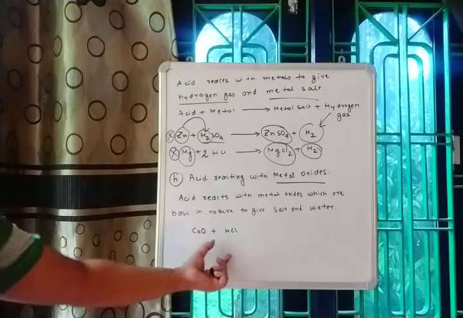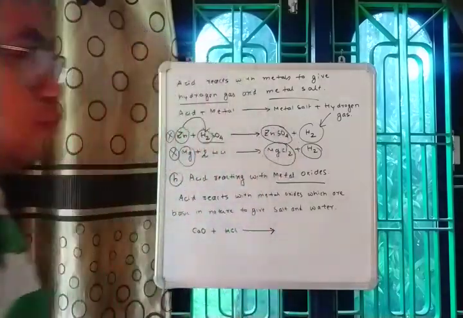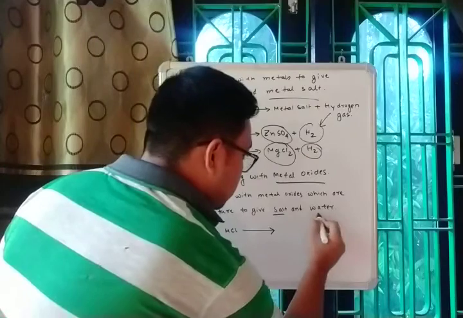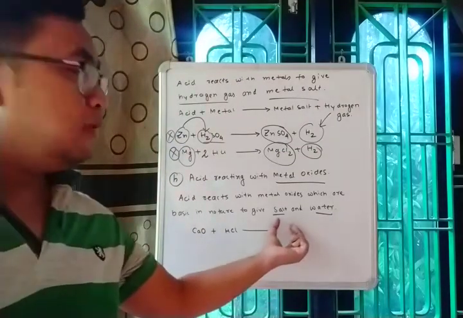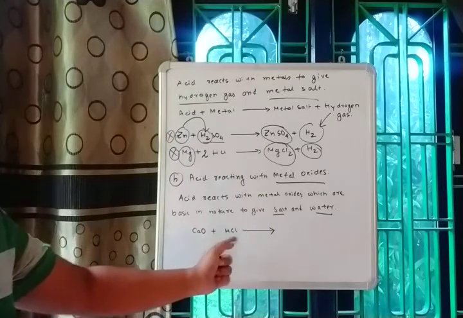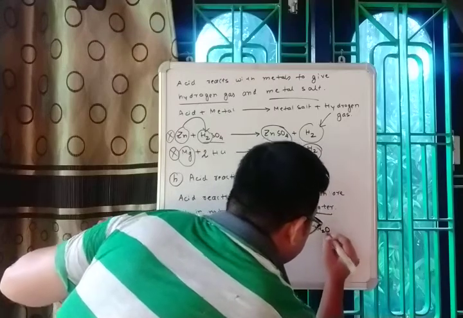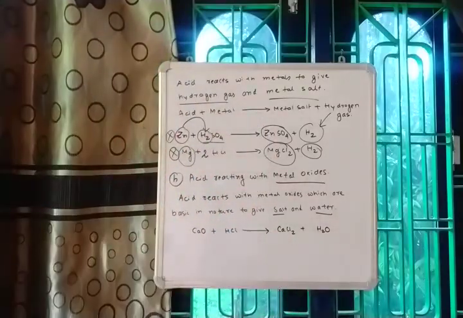Now when these two reactants combine, it will give us two products. Already given in the definition, the two products are salt and water. So we know one of the products will be water anyway, so there is nothing to worry about, and the other product is salt. Now when calcium oxide reacts with hydrochloric acid, what kind of salt does it give us? It will give us calcium chloride, CaCl2, plus H2O.